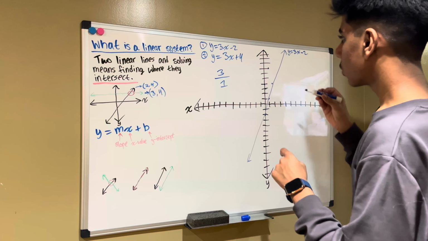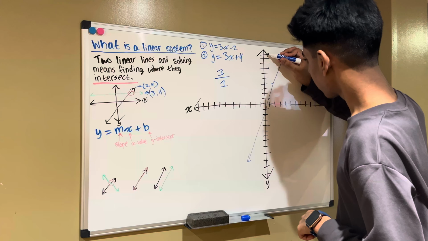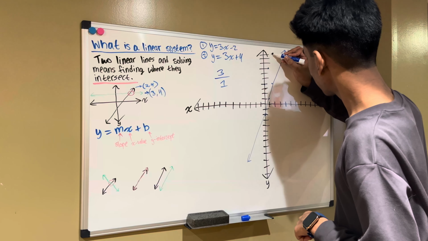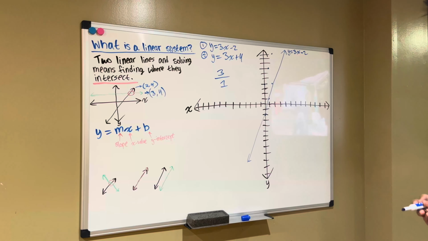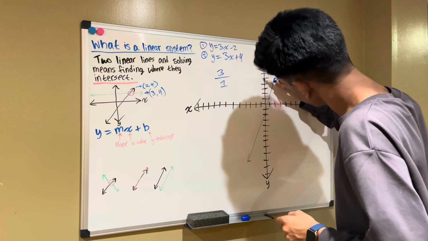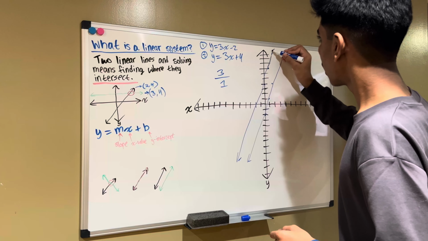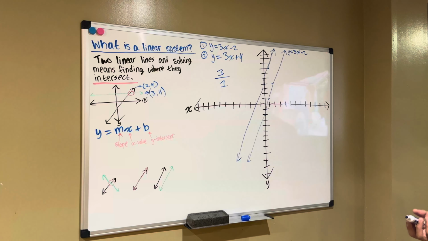There. Rise 3, 1, 2, 3. Run once. There. Perfect. So now, we'll just grab a ruler, which I don't have, my imaginary ruler. Wow, that's a very wobbly line.